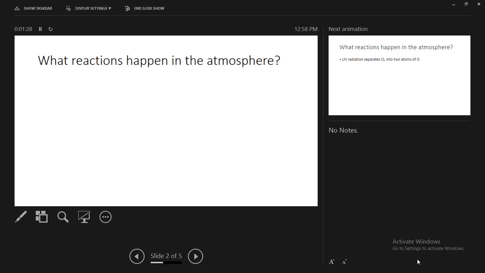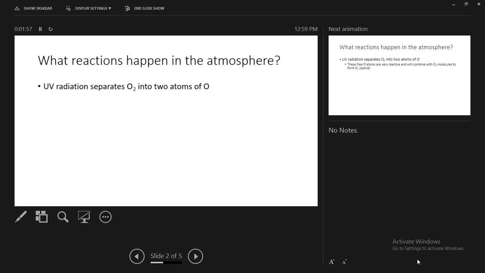Now, another reason I really like this question is because it says what reactions happen in the atmosphere. And I will show you two reactions that are taking place, but the two reactions overall combine to do one thing. Okay? So we're asking what reactions happen in the atmosphere, but really, we're asking what is going on in the atmosphere to make life possible on Earth. And it's two reactions, one overall process.